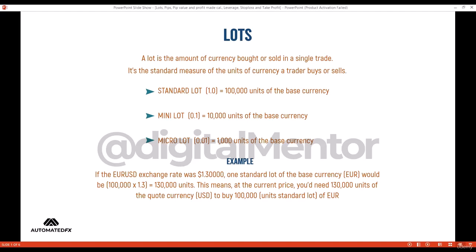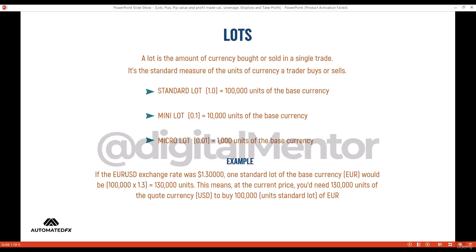So as traders, we use what we call lot sizes. You might have heard a trader say, I used one lot size, I used 1 point something lot size, I used this lot size and that lot size. That terminology, lots, is the measure of how much of the currency pair that trader buys or sells. So we have what we call a standard lot, which is 1.0. A standard lot is basically 100,000 units of the base currency.